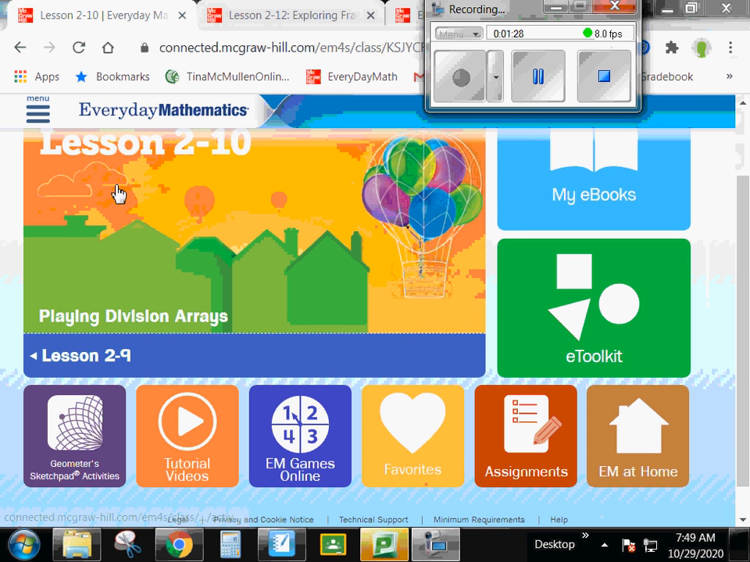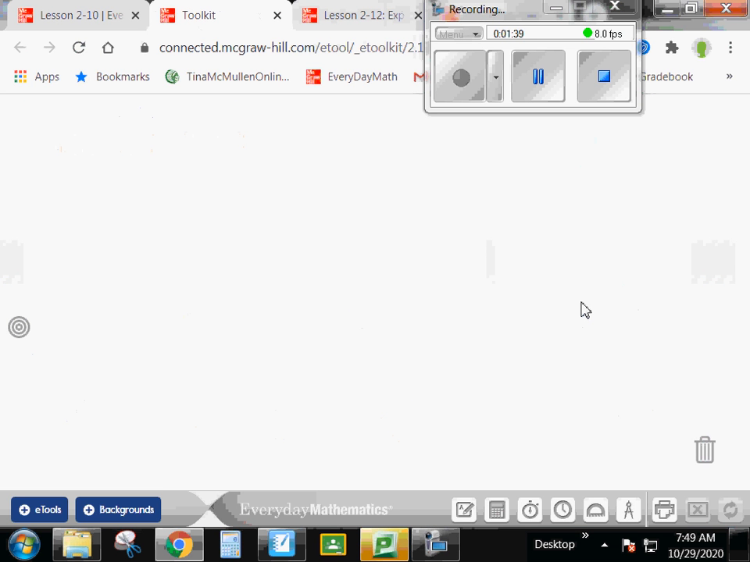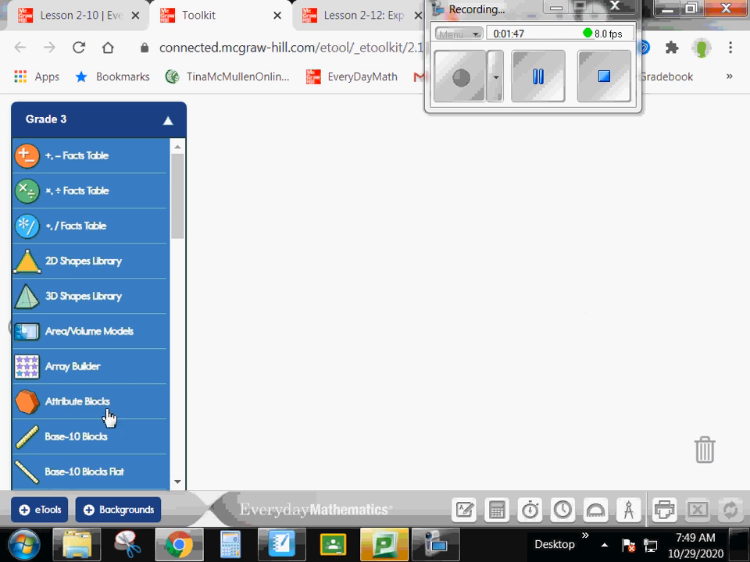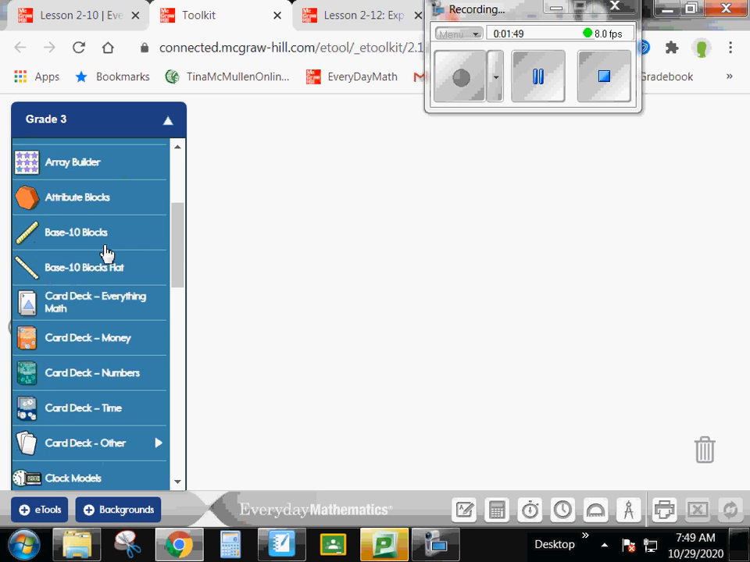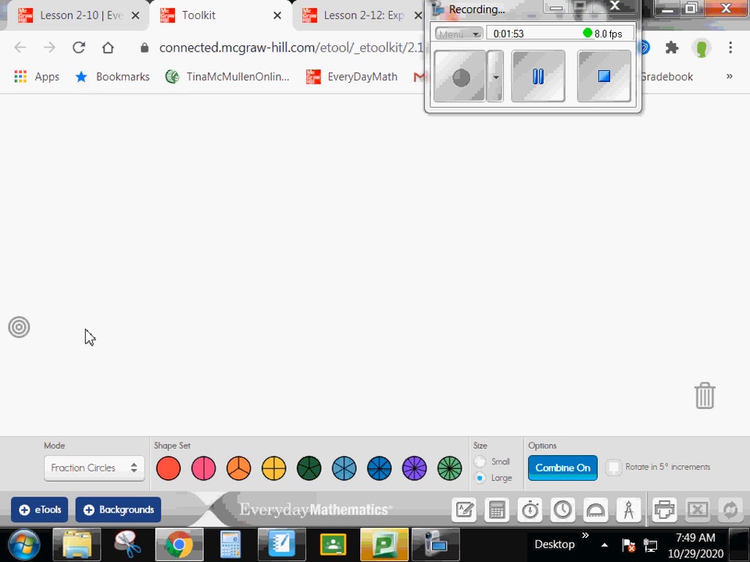Right, so when you get onto your Everyday Math account, you're going to go over here to where it says the e-toolkit. We've done this a lot in class, so you should be able to find that pretty easily. Once you're on your toolkit, you're going to come down to the bottom left-hand corner and click your e-tools, and scroll down until you find fraction circles. Okay, and then this gives you all of the tools that you're going to need for this exploration.